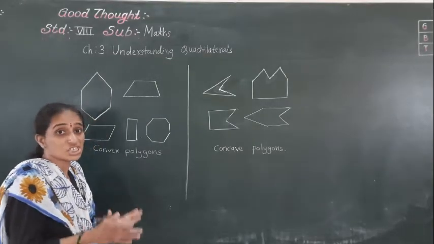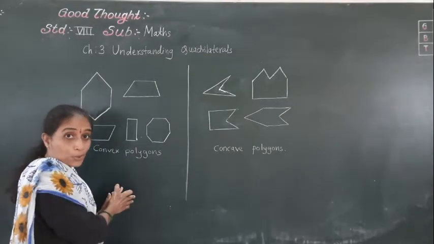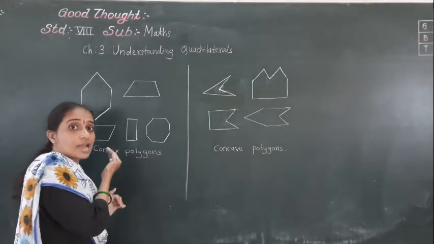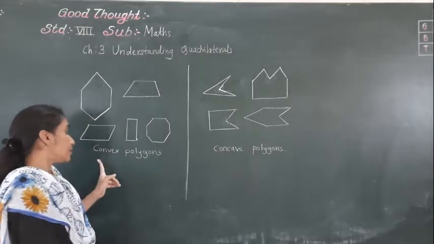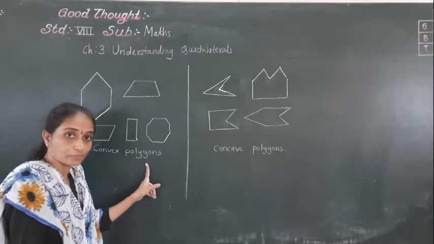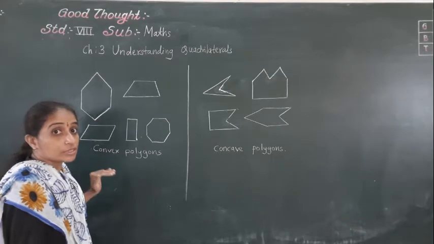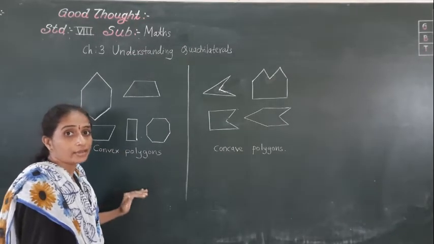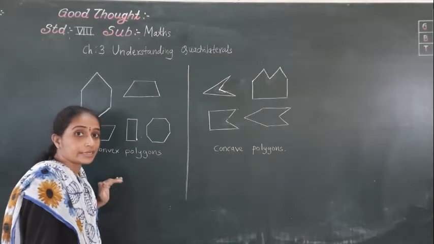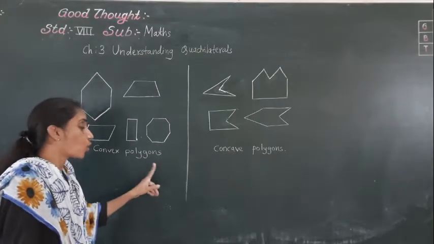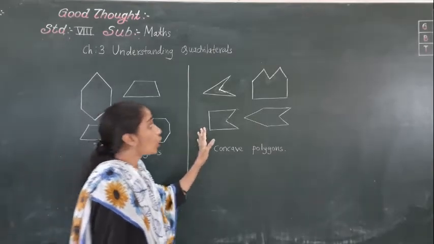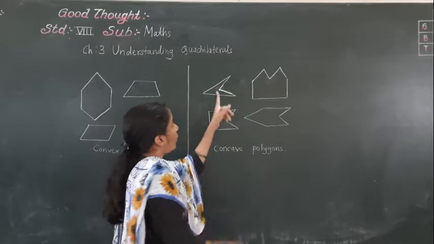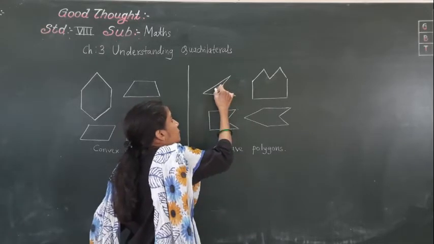So these polygons which have measurement of angle less than 180 degrees are called convex polygons. Understood? In the polygon, if the measurement of each angle is less than 180 degrees, that is called a convex polygon.